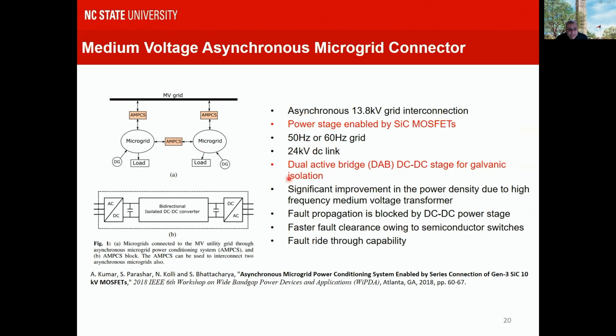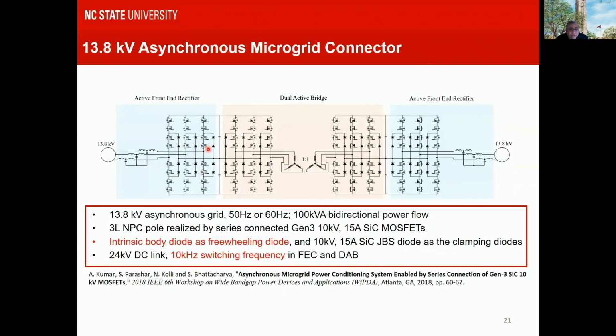So this is the value proposition of this particular project. To implement this project with the 10 kV MOSFETs and to go up to a medium voltage of 13.8 kV on both sides, we have to use a 3-level pole. Each switch of the 3-level pole has 2 devices connected in series, so we can block around 24 kV of DC bus that is required for the 3-level for 13.8 kV, with 2 of these 10 kV MOSFETs per switch.